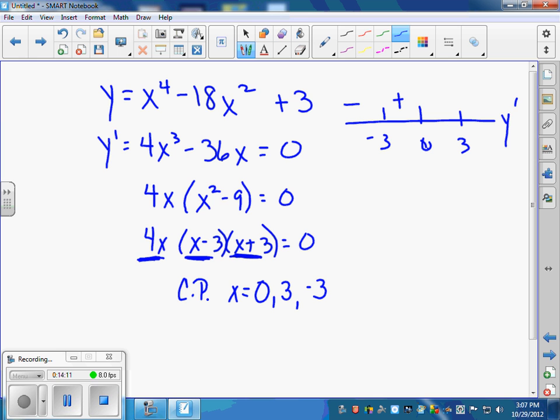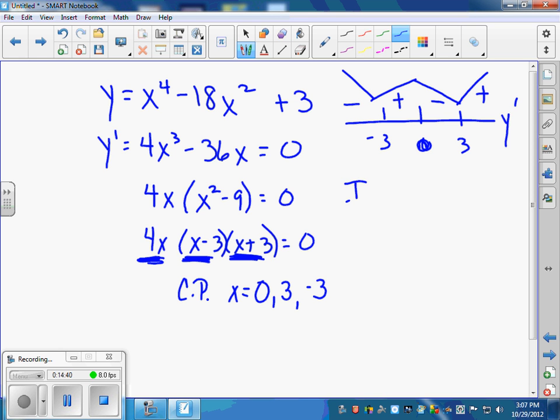Between 0 and 3, let's say 1. If I put 1 in, I get positive, negative, positive. So that's negative. And if something bigger than 3, like 4, we're going to get a positive, positive, positive. So that'd be positive. So this graph is going to decrease, then it's going to increase, then it's going to decrease, then it's going to increase. You can see our quartic there.